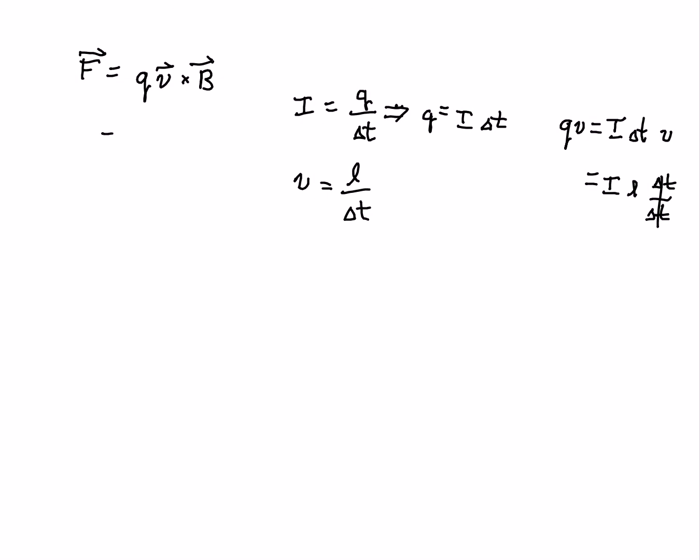We can rewrite the Lorentz force then as L I cross B, where L is considered to be a vector pointing in the direction of the current flow. So, just as there's a Lorentz force exerted on a moving charged particle, there's also a Lorentz force exerted on a wire carrying some current that is immersed in a magnetic field. And that Lorentz force is given by the length of the wire, the current through the wire, and the magnetic field.